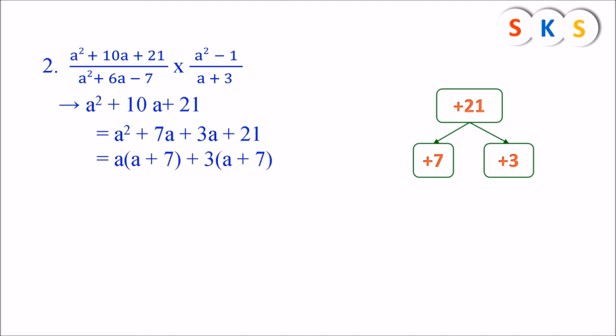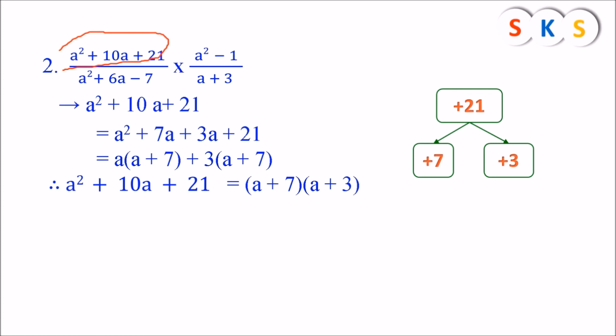So let's see what we will get over here. We will get a in a bracket a plus 7 plus 3 in a bracket a plus 7. Now you can see a plus 7 is there in both the groups, so we will write that in the first bracket. In the second bracket we will write the remaining terms. Can you see what is remaining other than a plus 7? a plus 3. So a square plus 10a plus 21 will be a plus 7 into a plus 3. So we got the factors of this trinomial, right? a plus 7 into a plus 3.